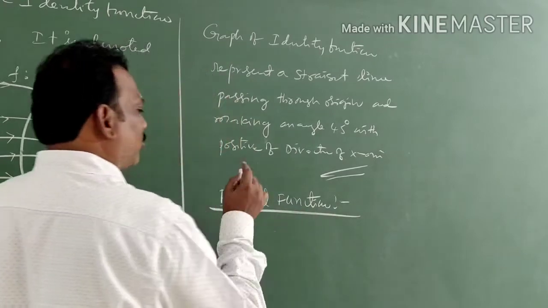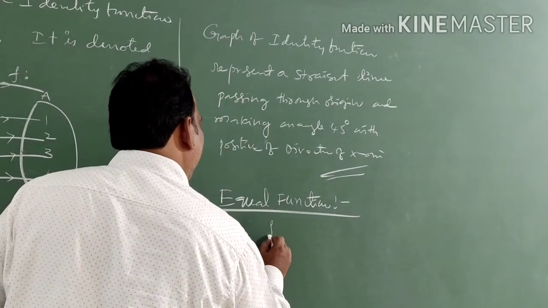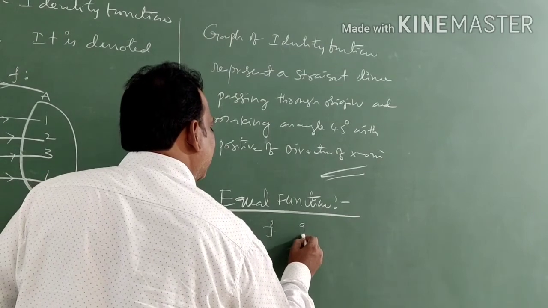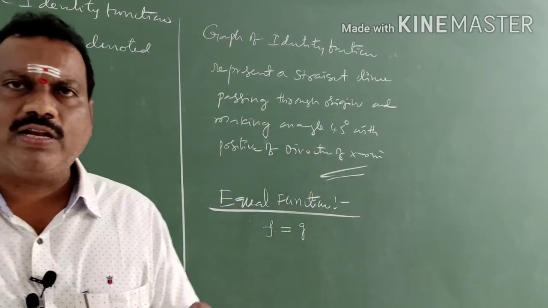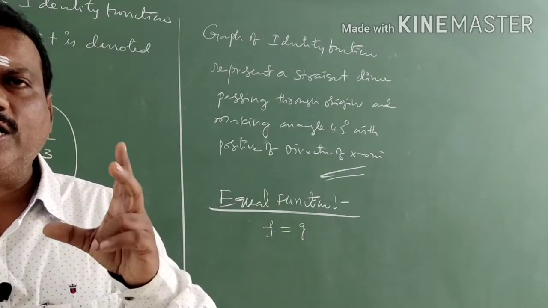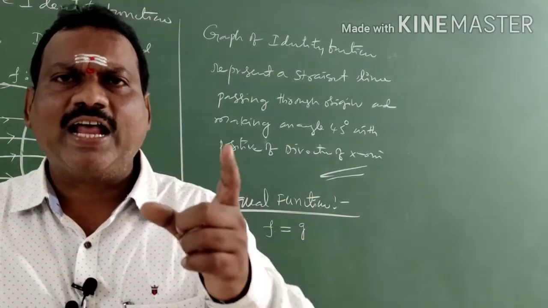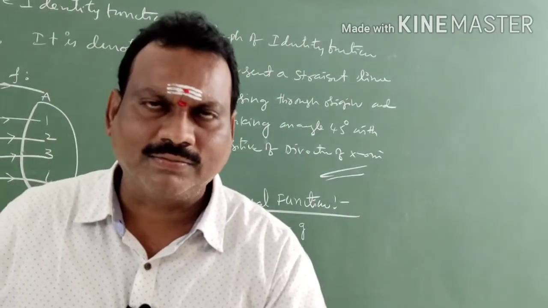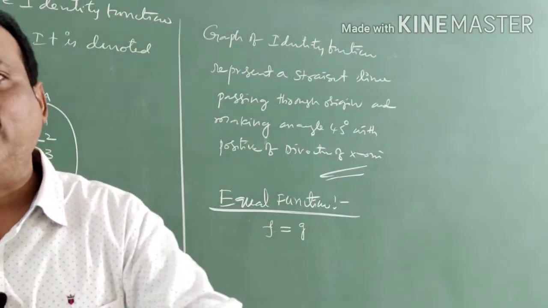When will we say that two functions are said to be equal? For example, f is one function, another function is g. When do we say these two are equal? Very simple. You have to remember two things in your mind. Two functions are said to be equal if and only if they are defined on the same domain. Second one, their range must be the same. Once again I will repeat it.